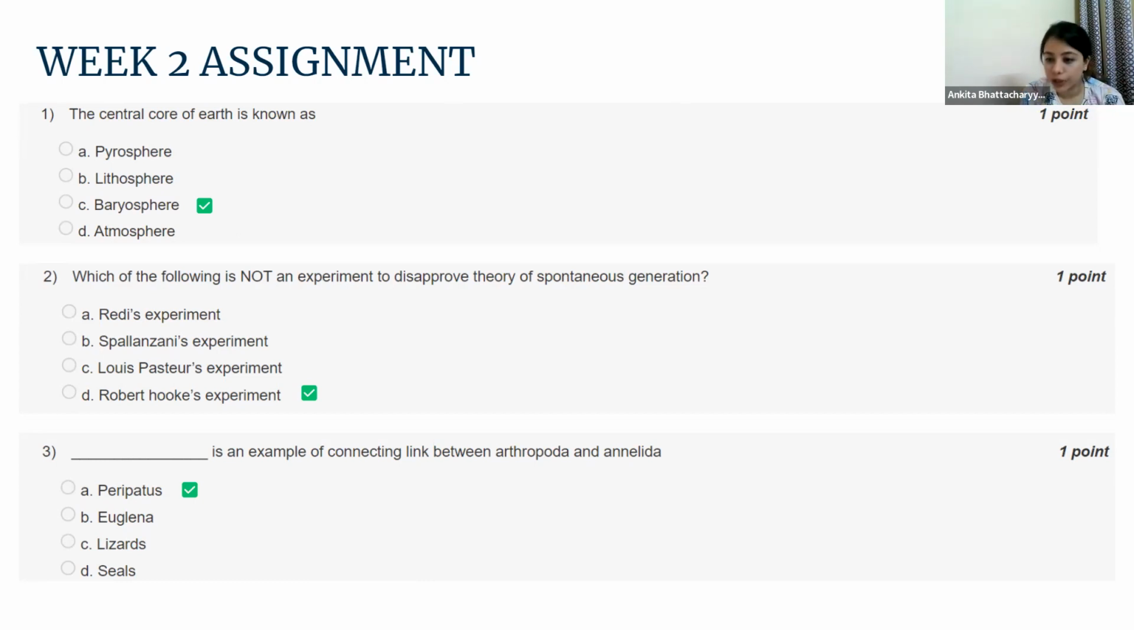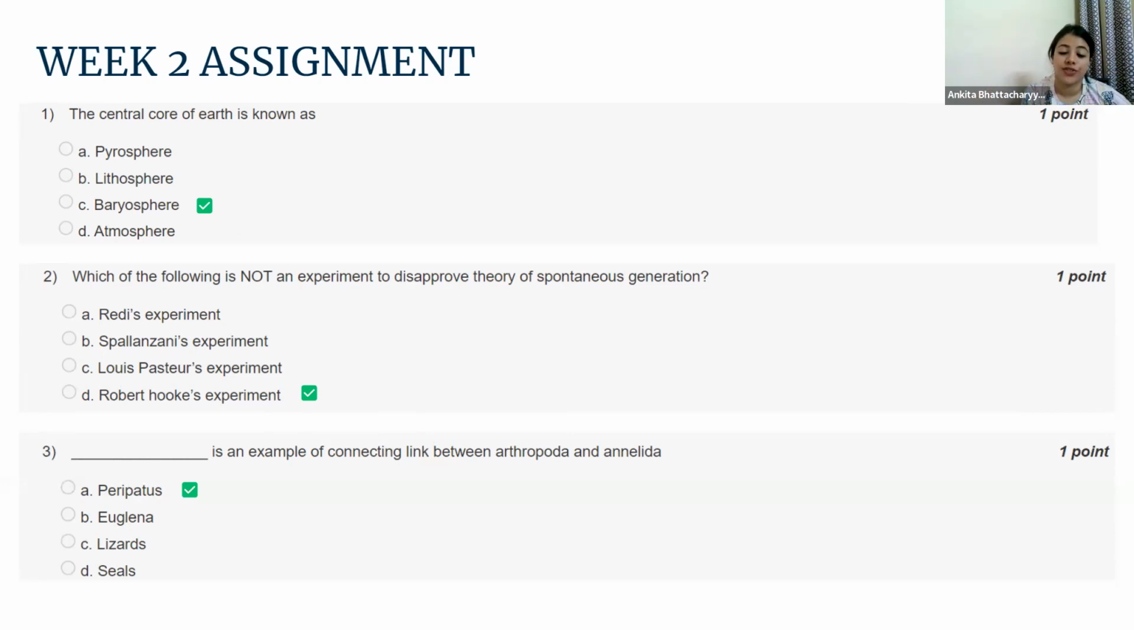Out of these, Robert Hooke did not show any experiments with regard to this. In fact, Robert Hooke is credited with something different entirely. He is majorly credited with observing cells for the first time. So he looked into cork cells, and he observed little compartments, hundreds in number, and therefore he observed cells for the first time. There were no experiments from his end to prove or disprove the theory of spontaneous generation. So that solves the second question.